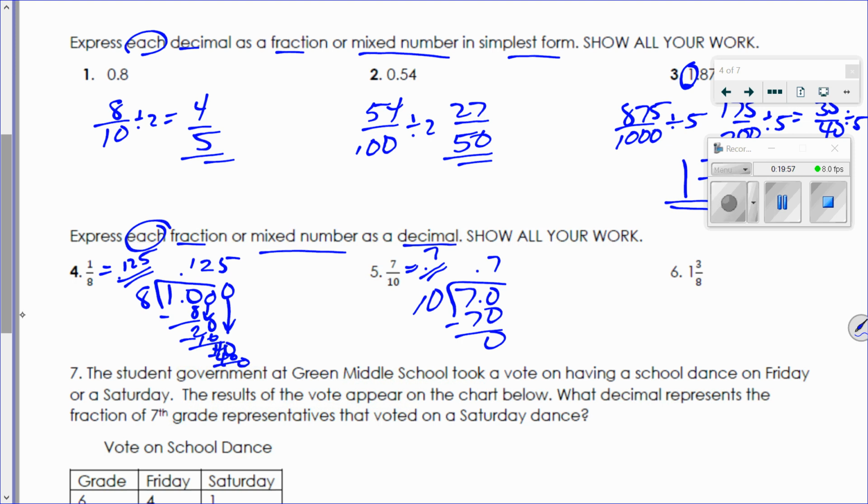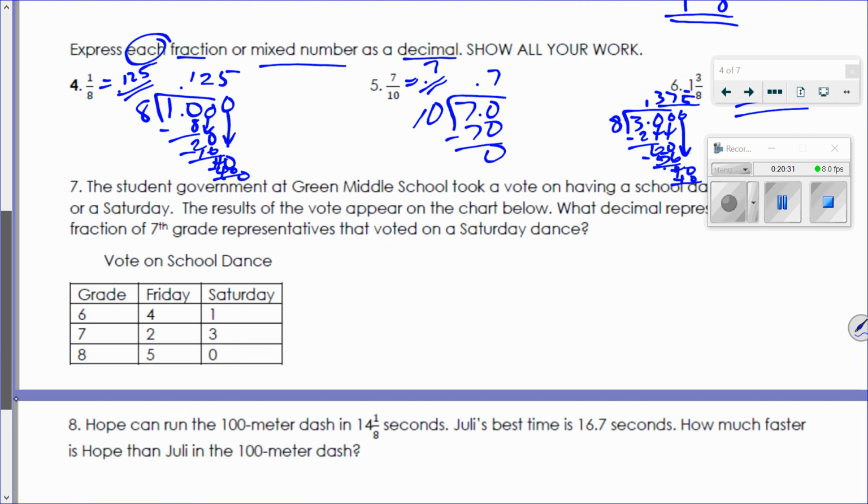Last one, 1 and 3/8. Again, forget about the 1, just do the 3 and 8. So 3 to 8 is going to go 3 times. 24 gives me a 6. 60 is going to go 7 times. Gives me a 4. Wrong spot for the 0. Yeah, it's the same as any other homework problem. So now that I have it, 375 thousandths, I add the 1 back in front of it. 1 and 375 thousandths.